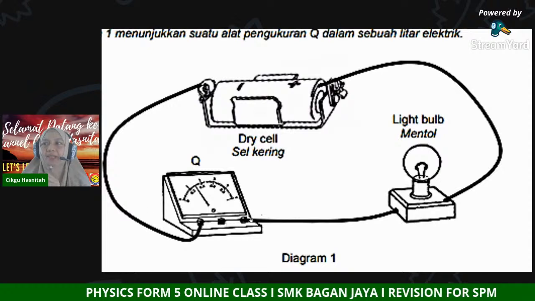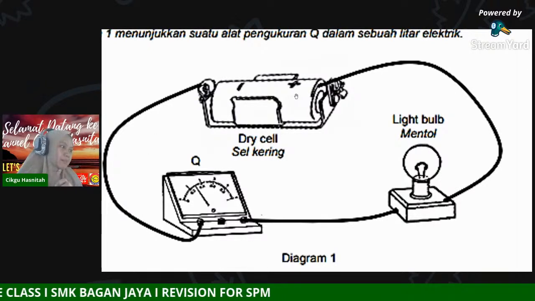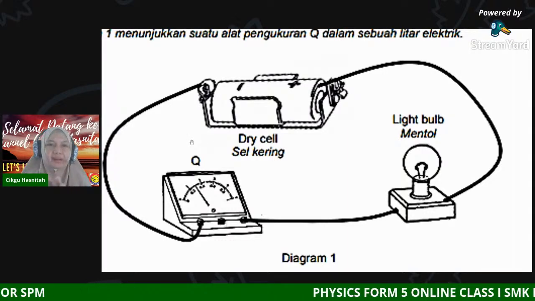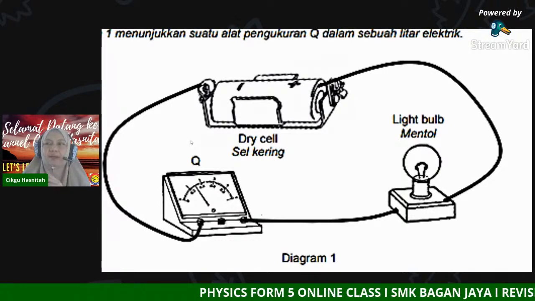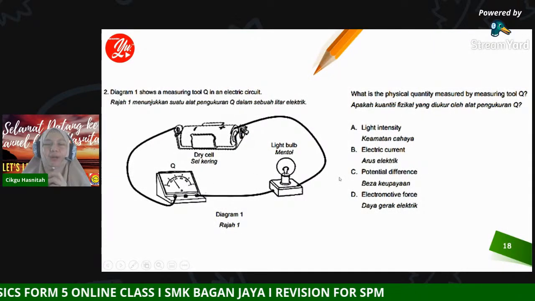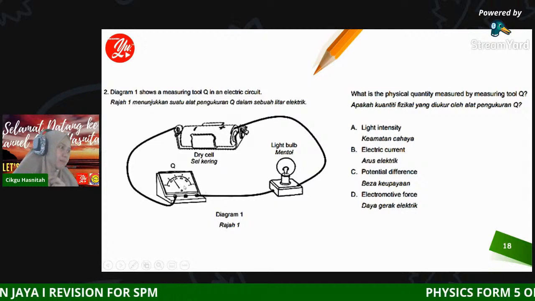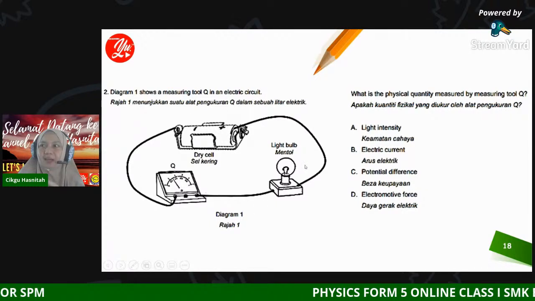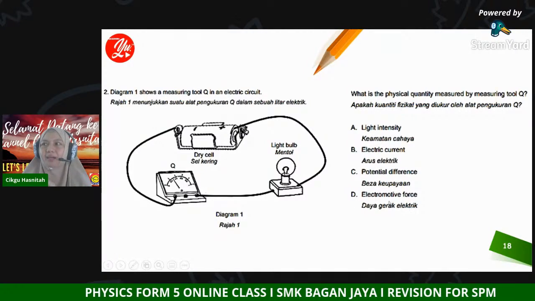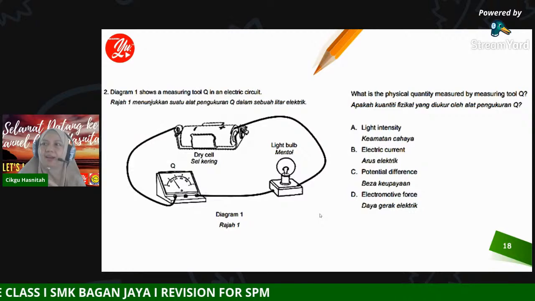If the device is connected in series with the battery, it is an ammeter. For a voltmeter, we connect it in parallel with the dry cell or the battery. So if the diagram were connected in parallel, the answer would be C, a voltmeter to measure potential difference. But now it is connected in series, so we know it must be an ammeter. An ammeter is used to measure electric current. Very good.